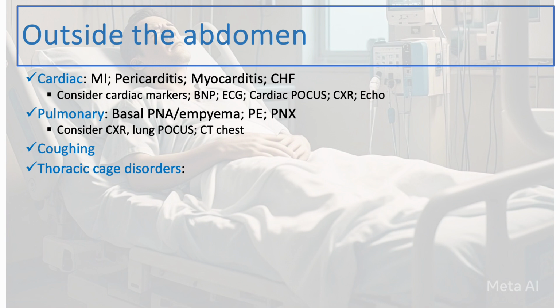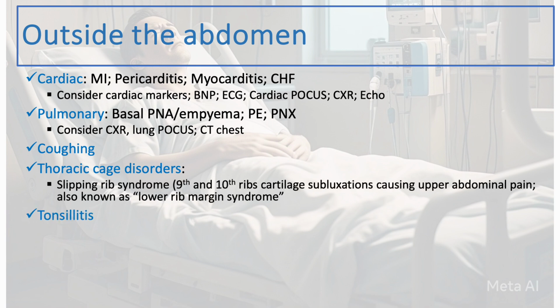And then thoracic cage disorders. These are less common causes. There's something called slipping rib syndrome. Usually there are 9th or 10th rib cartilage subluxations, and these might cause upper abdominal pain. This is also known as lower rib margin syndrome. So it's a little bit less common, but it might happen.